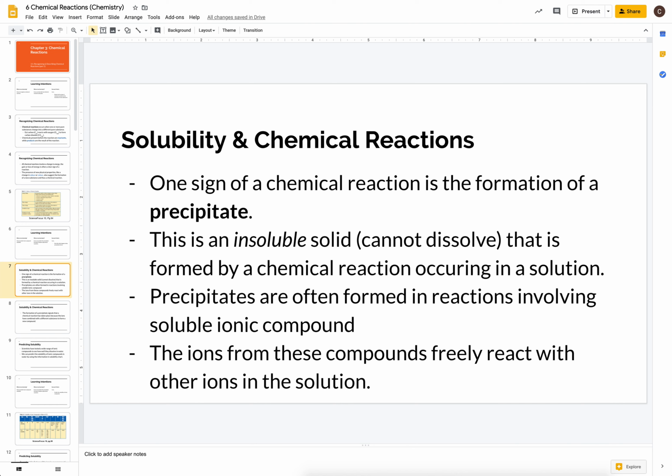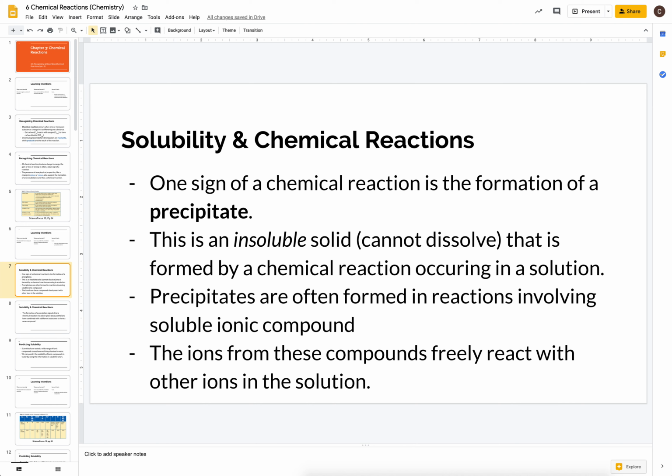A precipitate is an insoluble solid that forms from a chemical reaction occurring in a solution. And what we mean by insoluble is that it cannot dissolve. So this is some sort of solid crystal that's forming out of a solution during a chemical reaction, and the water in the solution isn't able to break it down.